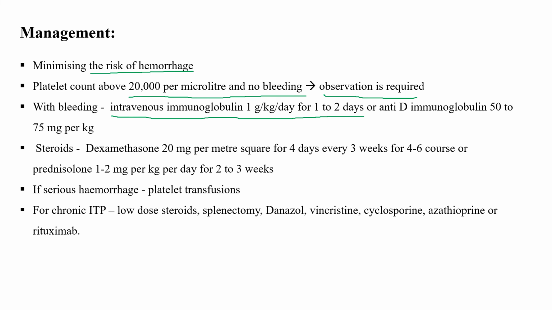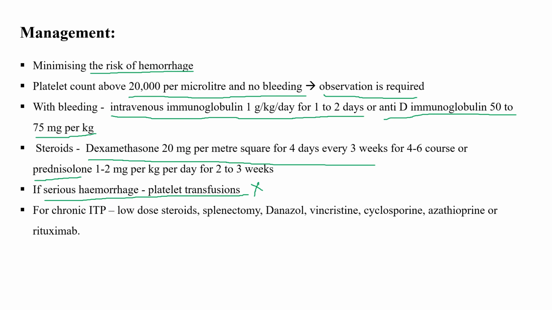If the child is Rh positive, we can also give anti-D immunoglobulin 50 to 75 mcg per kg. Steroids are tried, like dexamethasone 20 mg per meter square for 4 days every 3 weeks, around 4 to 6 courses, or prednisolone can be given for 2 to 3 weeks. Only if there is serious hemorrhage is platelet transfusion considered. For mainly acute ITP, transfusion is not required. For chronic ITP in adults, low dose steroids, splenectomy, danazol, vincristine, cyclosporin, azathioprine, and rituximab can be tried.